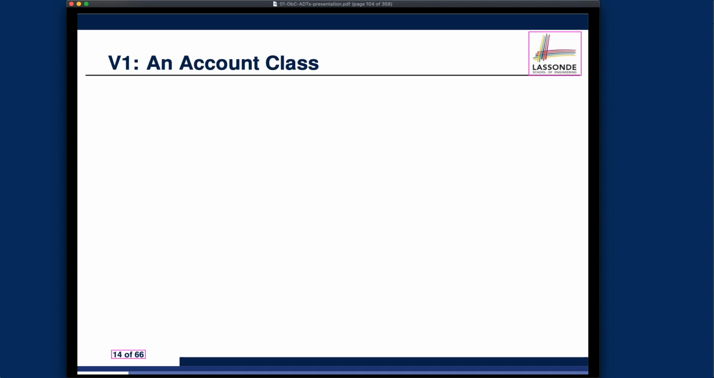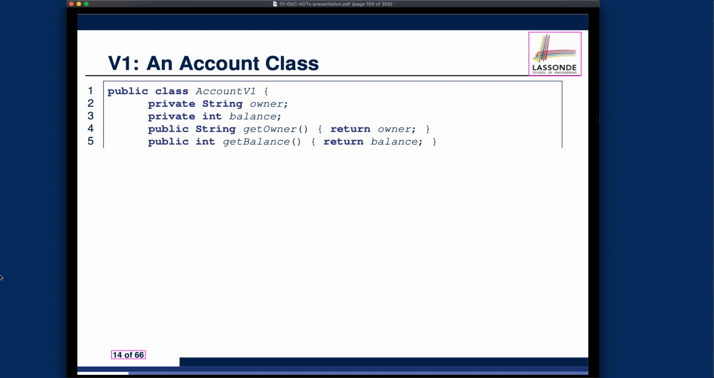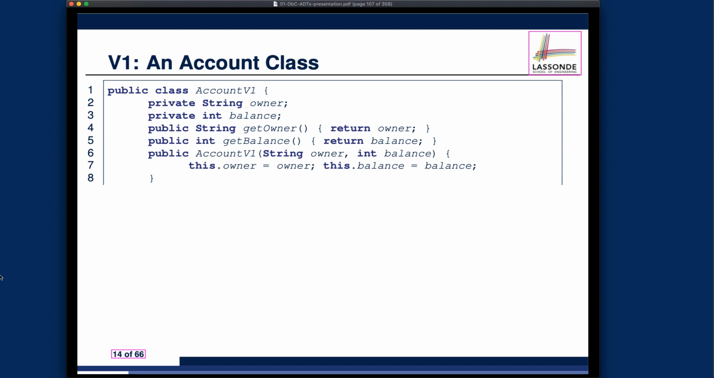Okay, so version number 1. We're just gonna introduce an account class. Let's say account version 1, so I say account v1, so that's going to be the naming convention. We're going to give v1 until v5. We have two attributes, owner and balance, string and integer, and now we have some accessors here. We can get the owner, we can get the balance, and then we have a constructor here. So given owner, given balance, we're just going to initiate the owner's name and also the initial balance.